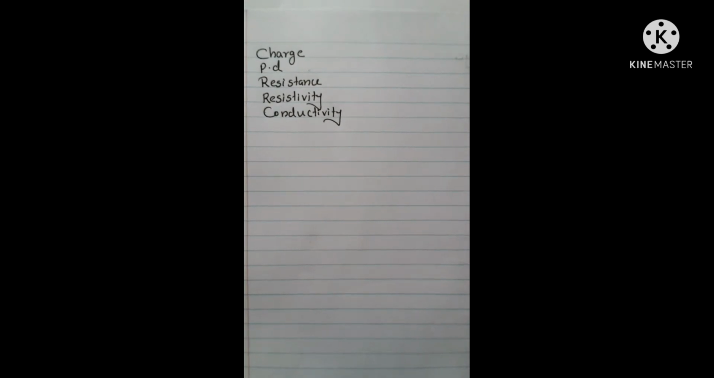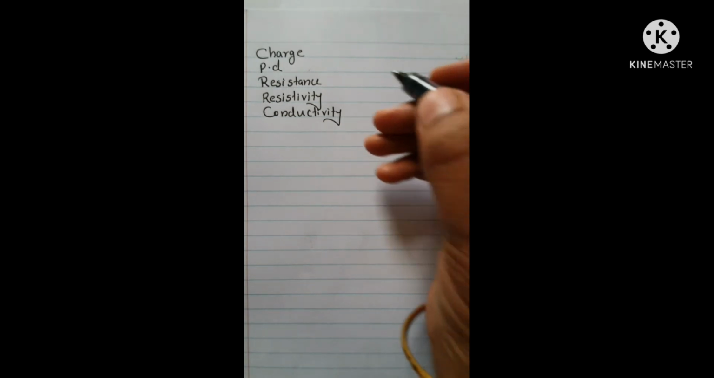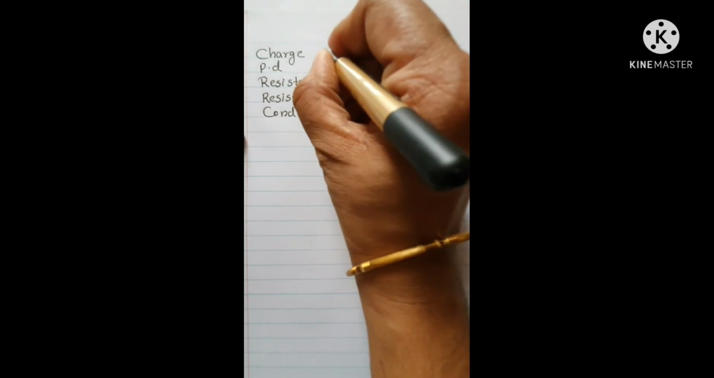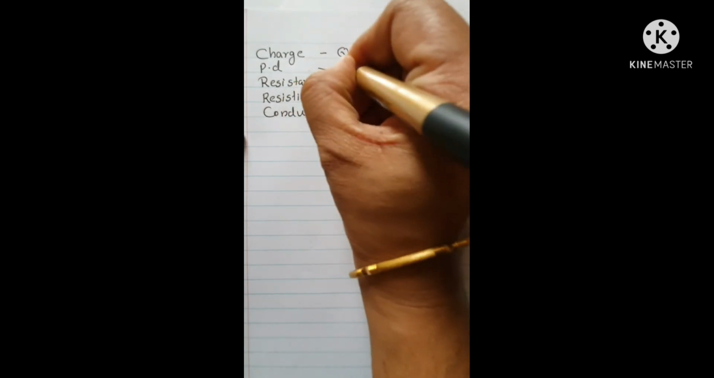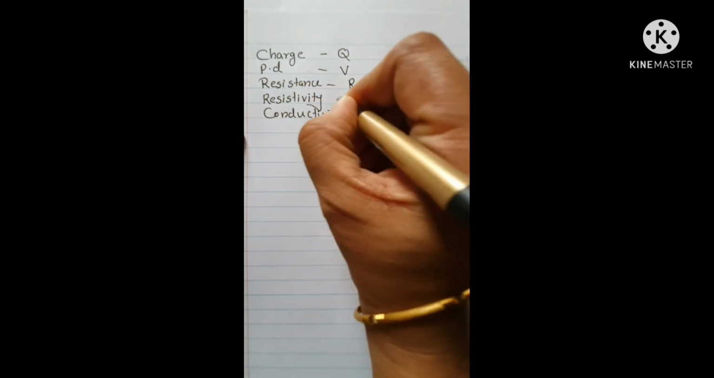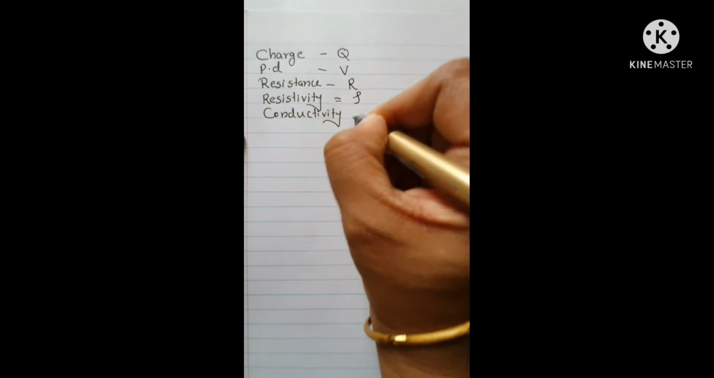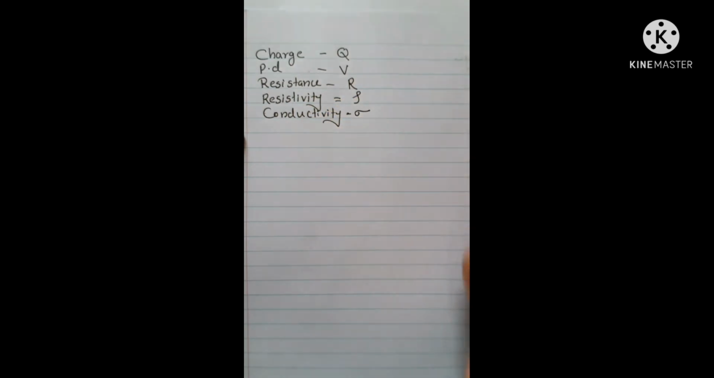Now these are the last 5 physical quantities that are related to electricity. Now we will find out the dimension formula for these also: charge Q, potential difference V, resistance R, resistivity rho, and conductivity sigma. Okay, we'll find it out.